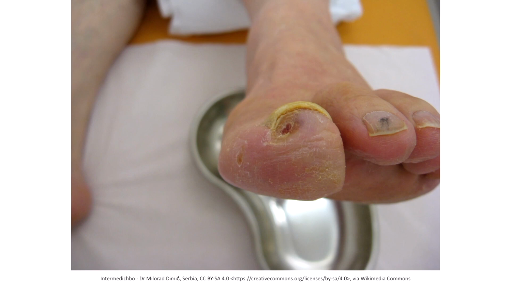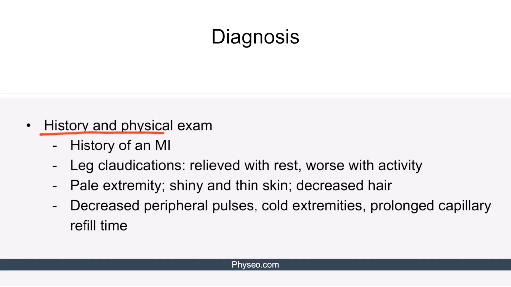Here is an image of an arterial foot ulcer in a patient with peripheral artery disease. Notice the location of the ulcer being on the tip of the great toe. This is a classical location of arterial ulcers. History and physical exam can give great clues as to the nature and cause of the ulcer. Patients may have a history of a myocardial infarction, or may report a history of leg claudications and pain that is relieved with rest, worse with activity.